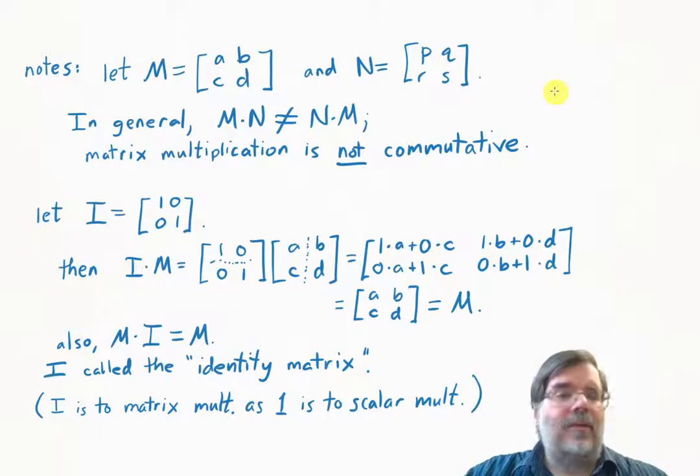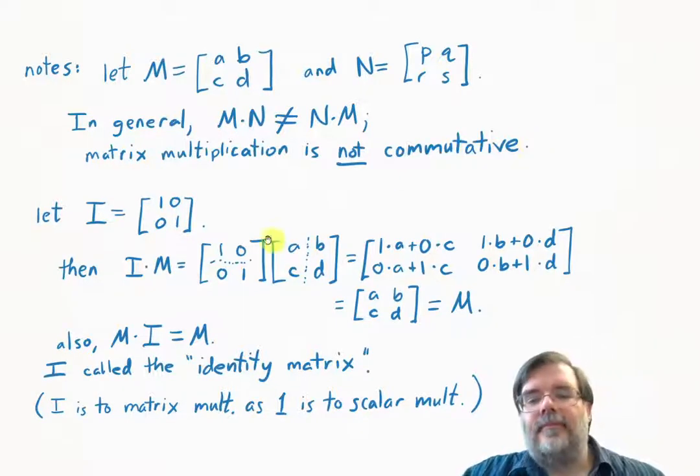And just a couple of notes on these calculations. In general, if you have two matrices, it's not commutative. Matrix M times matrix N is usually not N times M. In a few special cases it will be, but in general it's not commutative. So the order makes a difference.